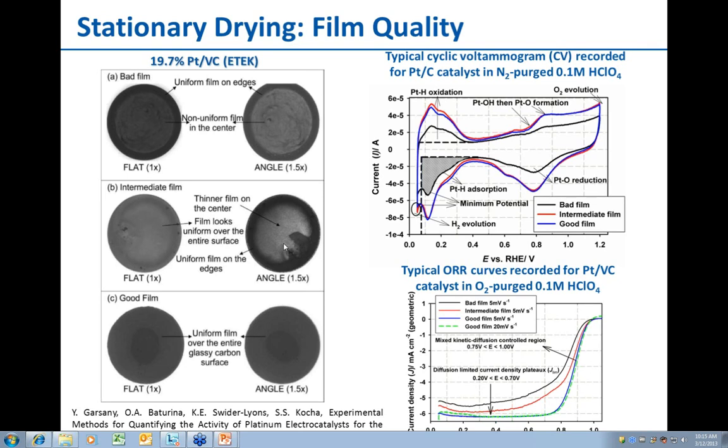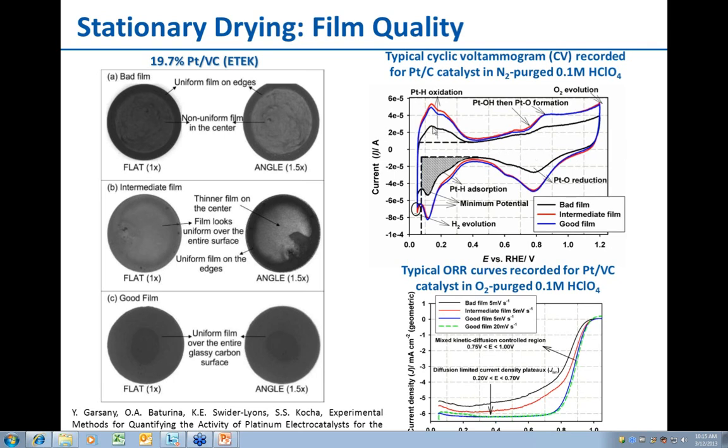And then you have what you can call intermediate films. If you look at it, it looks much thinner in the center and a little bit more uniform. And then when you have the good film, you don't really see any of these differences. It looks pretty uniform.